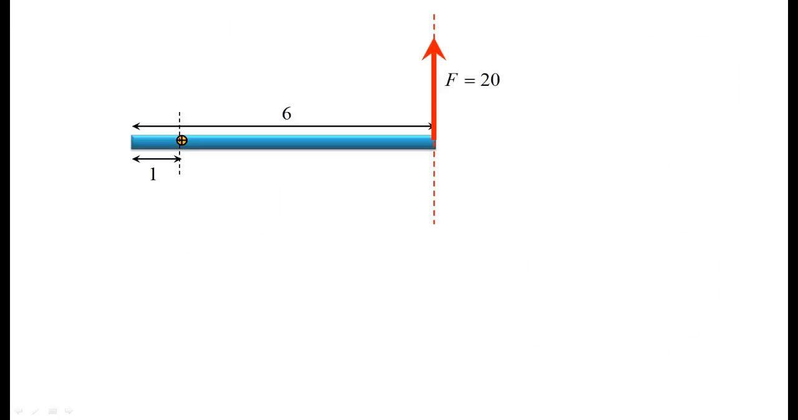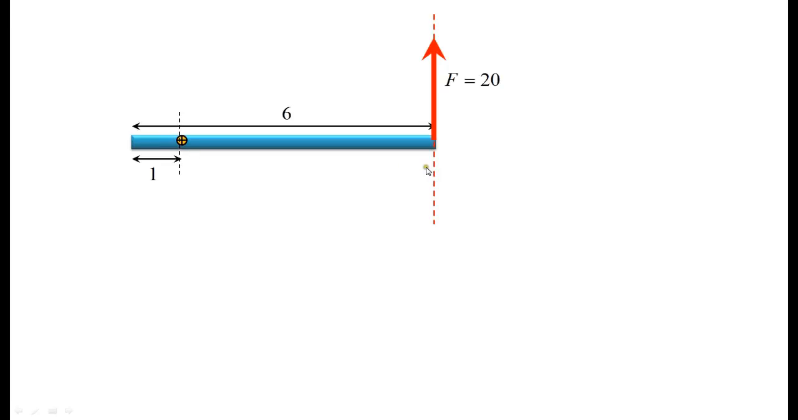So let's do this in baby steps. I'm going to ignore units for a moment. Consider this bar, free to rotate about this point. The length of the bar is 6 units, and this here is 1 unit. There is a force acting this way right here, with 20 units of force. Cool. What's the torque about this point?